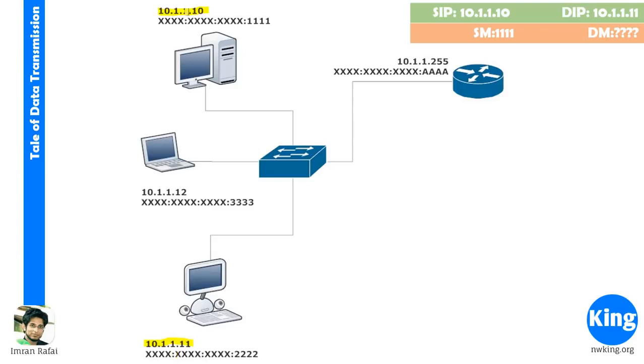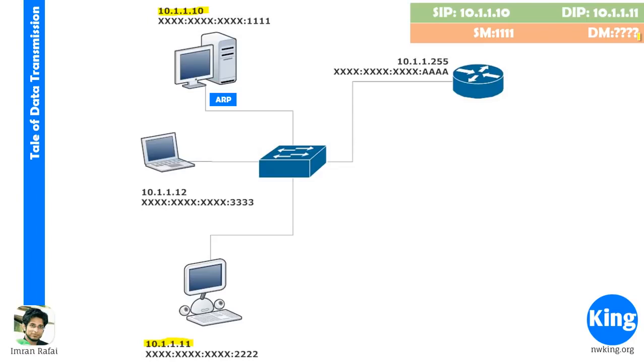So when the 10.1.1.10 IP address computer wants to communicate with this computer with 10.1.1.11, the critical information they need is the MAC address. But this guy has only these three pieces of information. So it has the source IP address, which is itself. It knows that it needs to go to 10.1.1.11, so it knows the destination IP address. It knows itself, so it knows its MAC address, but it does not know the MAC address of the destination device. What does it do? It uses a protocol called ARP. Now what is an ARP? ARP is Address Resolution Protocol.